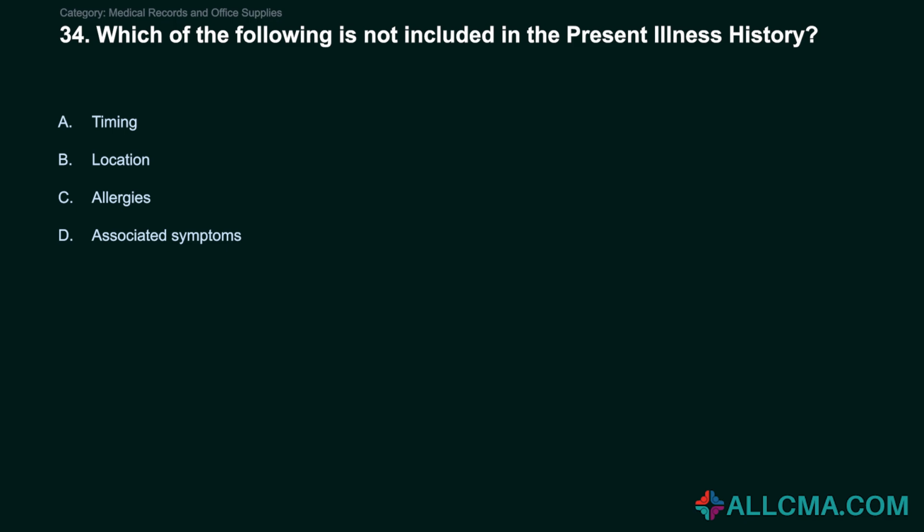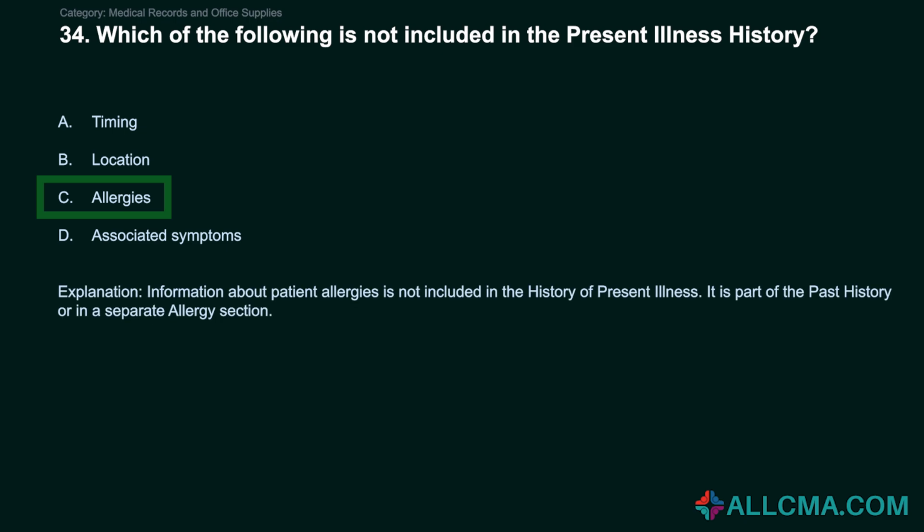34. Which of the following is not included in the present illness history? A. Timing. B. Location. C. Allergies. D. Associated symptoms. Correct answer, C. Allergies. Information about patient allergies is not included in the history of present illness. It is part of the past history or in a separate allergy section.